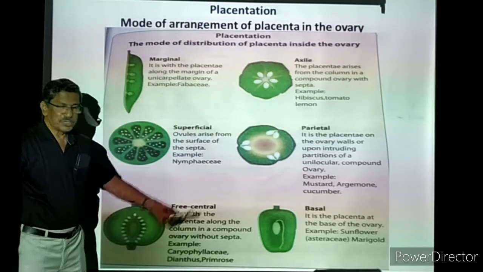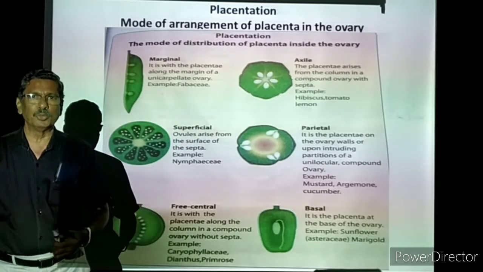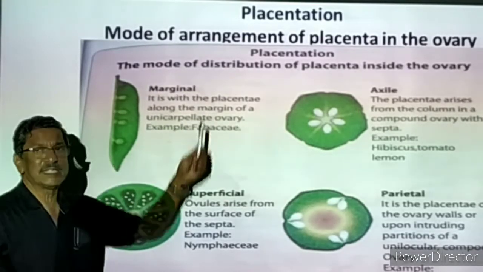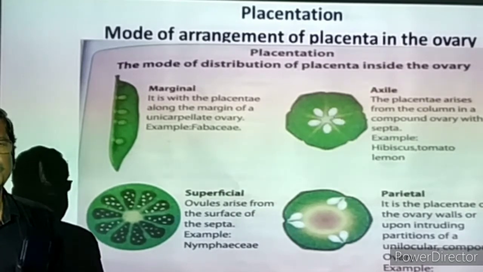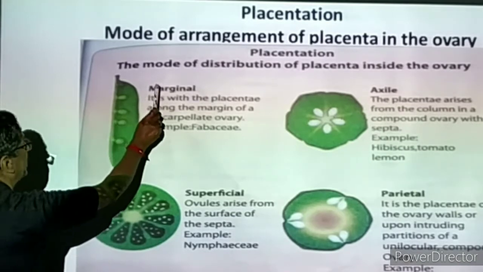Okay, here in this picture we are going to study different types of arrangement of placenta and the ovules. So the first one is called marginal placentation. The placenta and ovules are attached with the margin of the ovary. Okay, that is called marginal placentation.